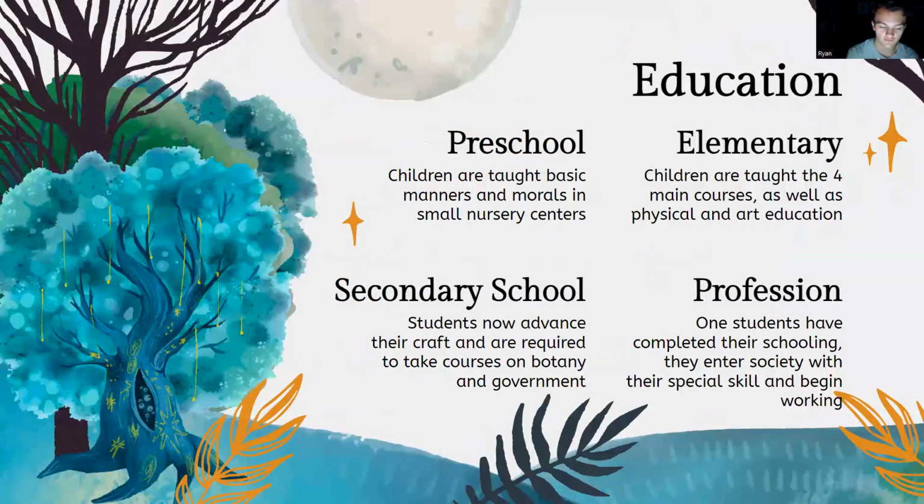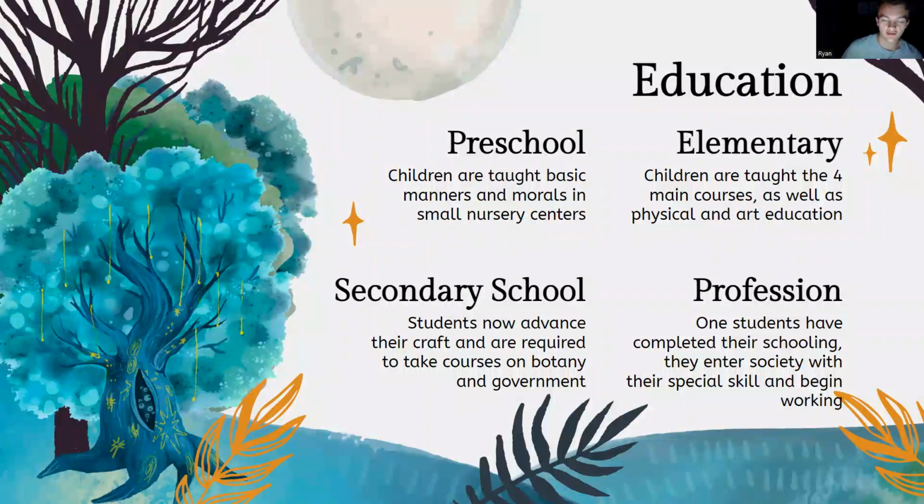So education is going to be sort of about morals and about manners, basically how to be a nice person. Core classes, of course, are going to be taught because those are important, but physical and art education are also going to be very important because they teach kids how to express themselves, how to be healthy.